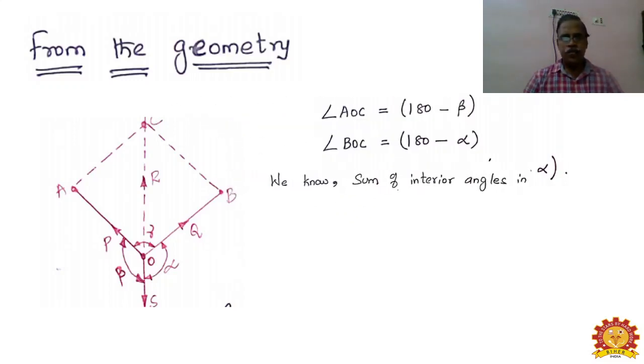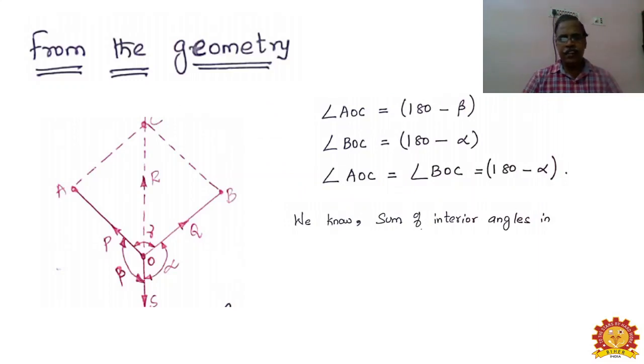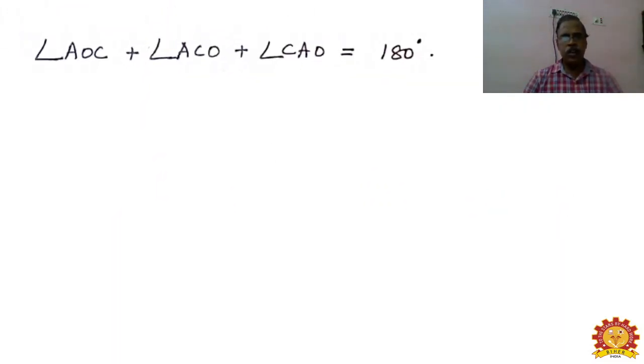Now, we know that the sum of the interior angles of a triangle is equal to 180 degrees. You know that from trigonometry. So in triangle AOC, OC will be the hypotenuse side, and AC and AO will be the adjacent and opposite sides respectively. Now let us take this: angle AOC plus angle ACO plus angle CAO will be equal to 180 degrees. That you know very well, right?